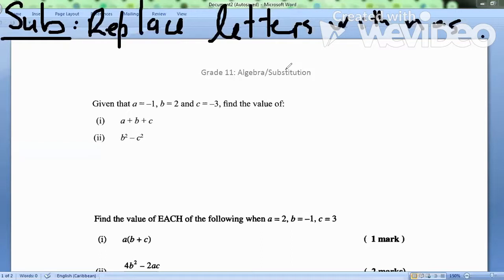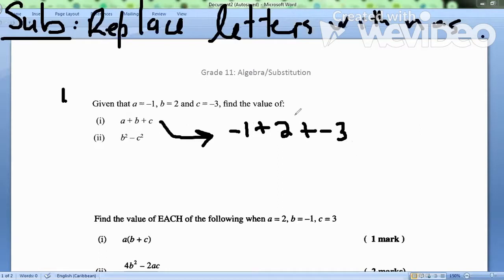All right, so let us look at question number 1. Let's answer the first part of the question. It says, what is A plus B plus C? But they tell you the values of A, B, and C. So all we're going to do is replace those letters with numbers. So we're going to have -1 plus 2, because B is 2, then plus -3. Everybody see that? I'm not doing any math. I'm just replacing letters with numbers, not true?